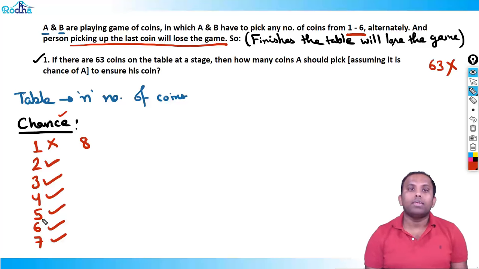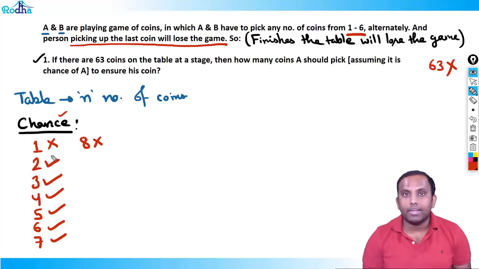So I lose the game, right? So that's why eight is again a losing number for me. From if eight coins are on the table and if both the players are playing intelligently, right?